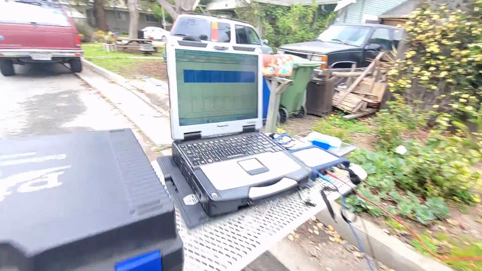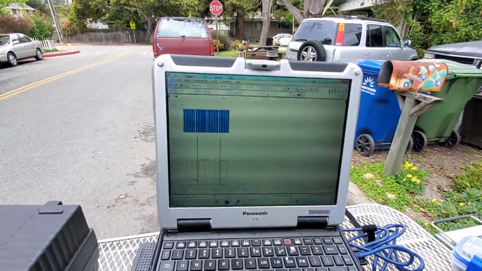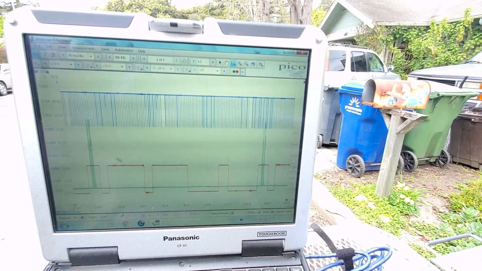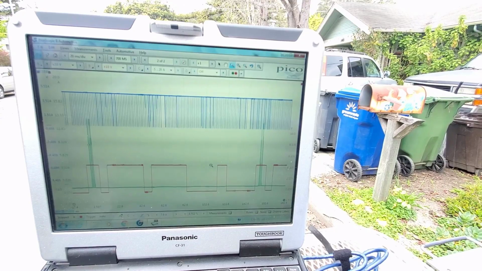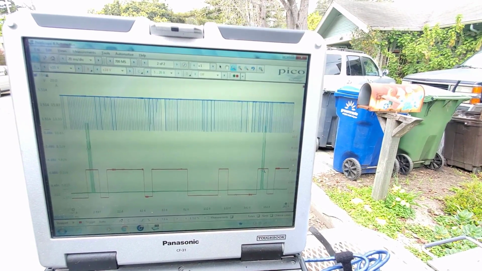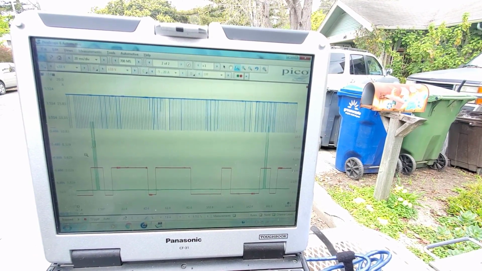Let me pause that one. We have here one event of the CMP, and right here we can see the injector time.